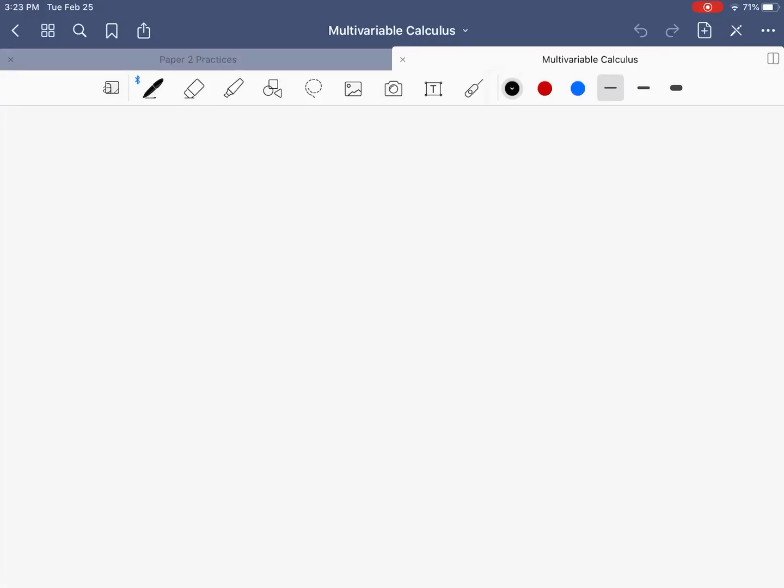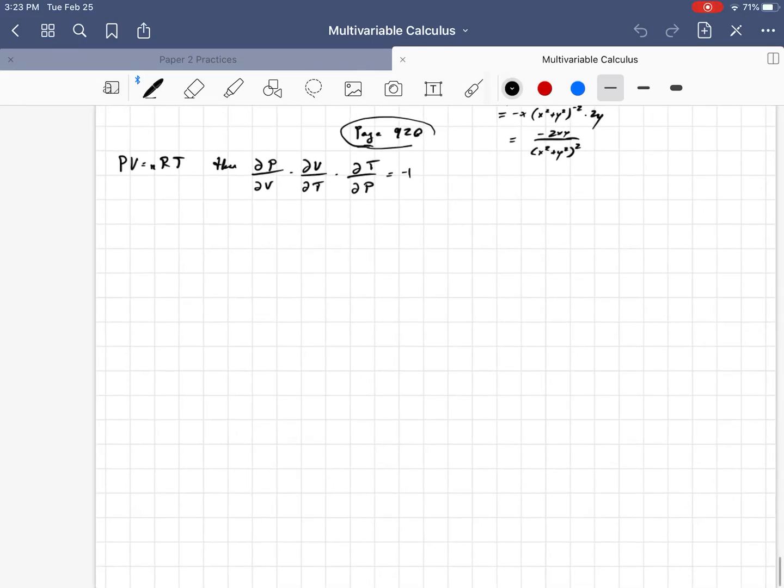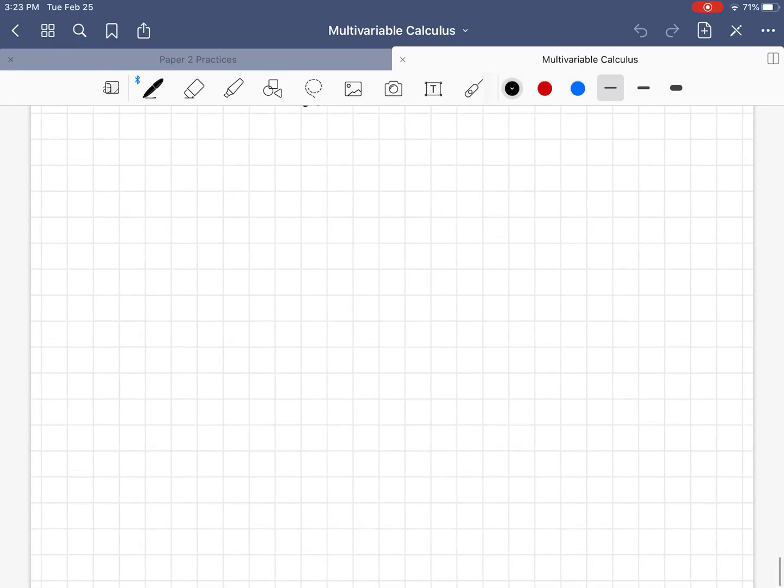Hello, this is Nicholas, and I wanted to show a way to remember the product to sum identities for integrals. In other words, I wanted to derive those identities.